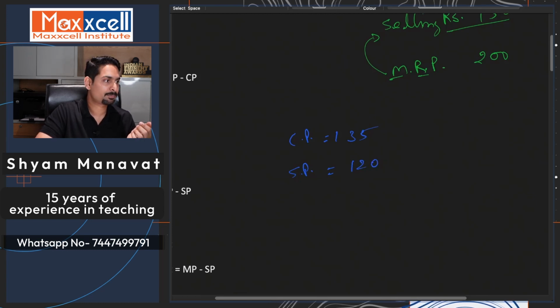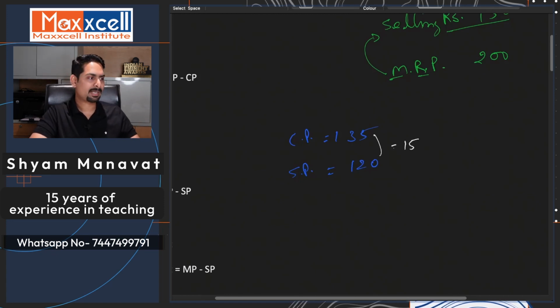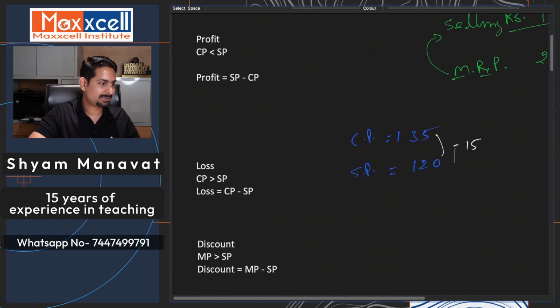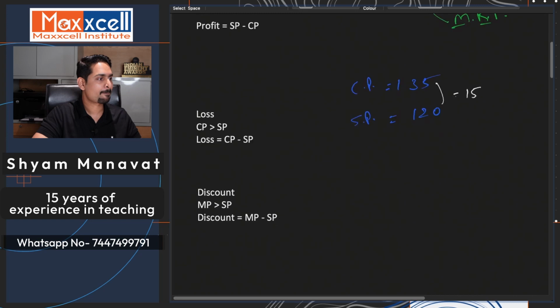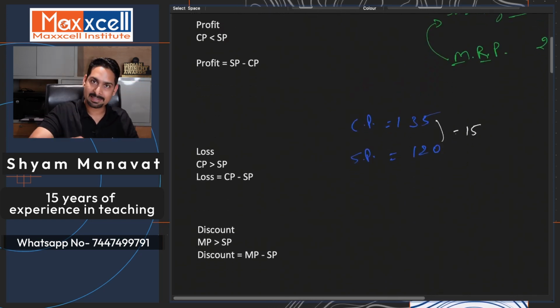You are losing how much? What's the difference here? You're losing 15 rupees. So 15 rupees becomes the loss. I hope this is very basic and easy to understand. Great. So profit is clear, selling at more price. Loss is clear, when you're selling at less price.